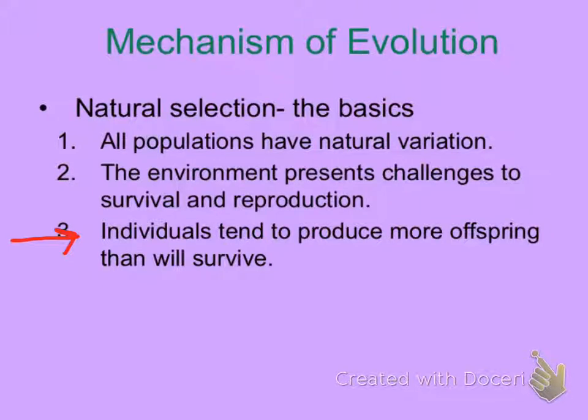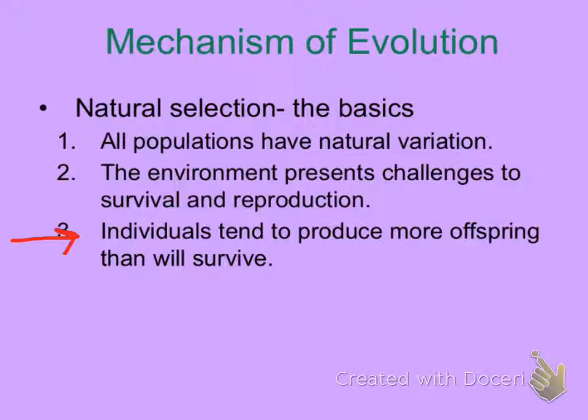Individuals tend to produce more offspring than will survive. Many will die. I just like saying that as though it's some horrible action movie trailer. Individuals tend to produce more offspring than survive. If Stumpy has 8 babies, what are the odds that all 8 of those babies are going to go on to adulthood and survive and reproduce? Pretty slim.